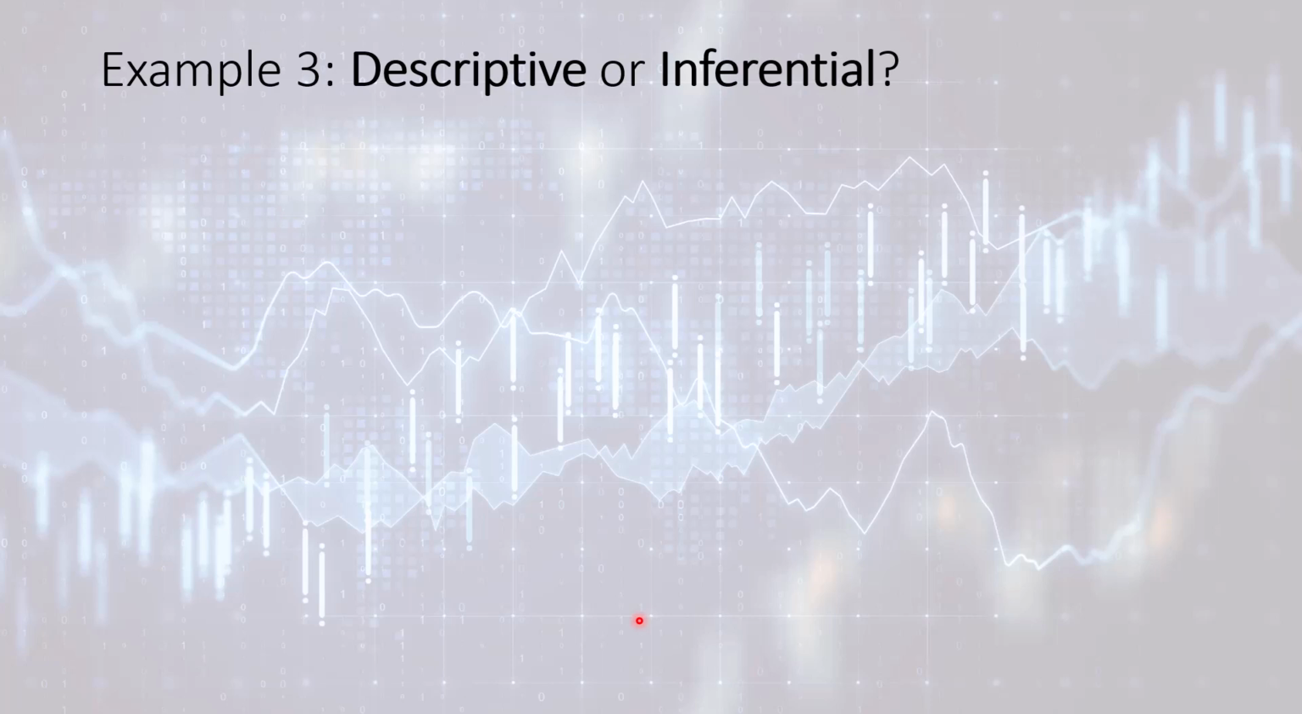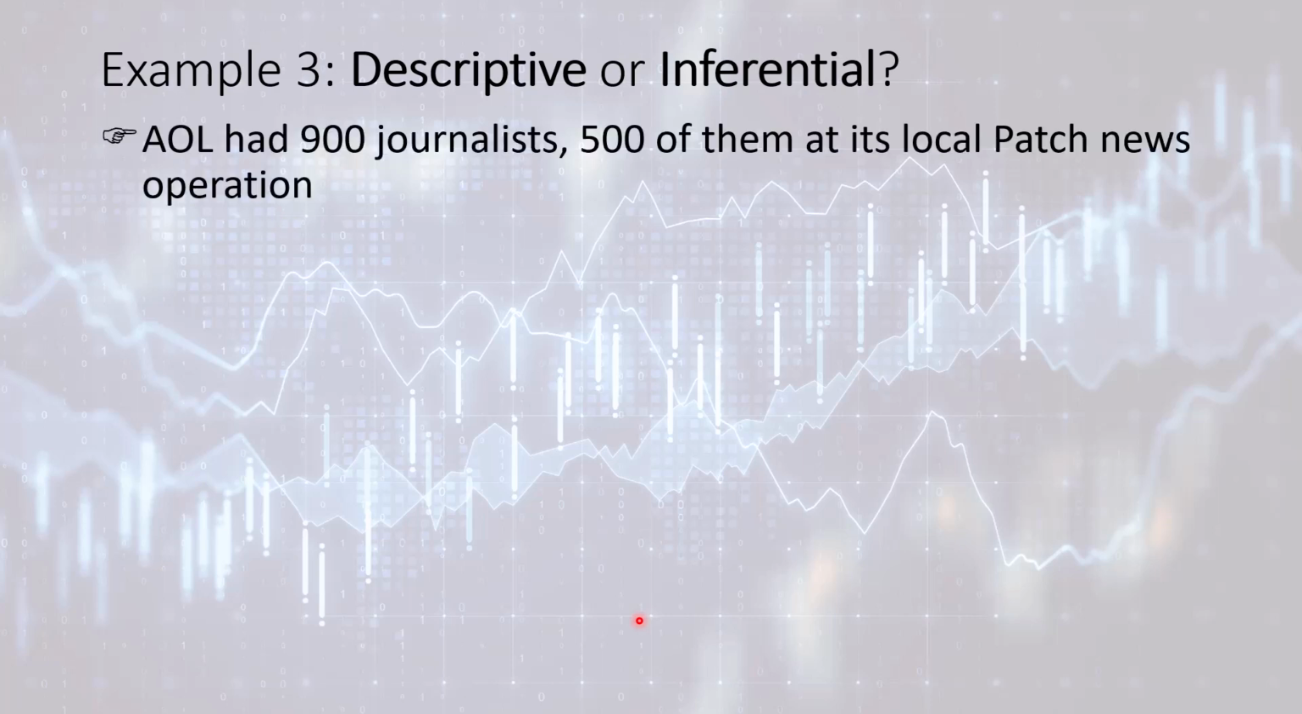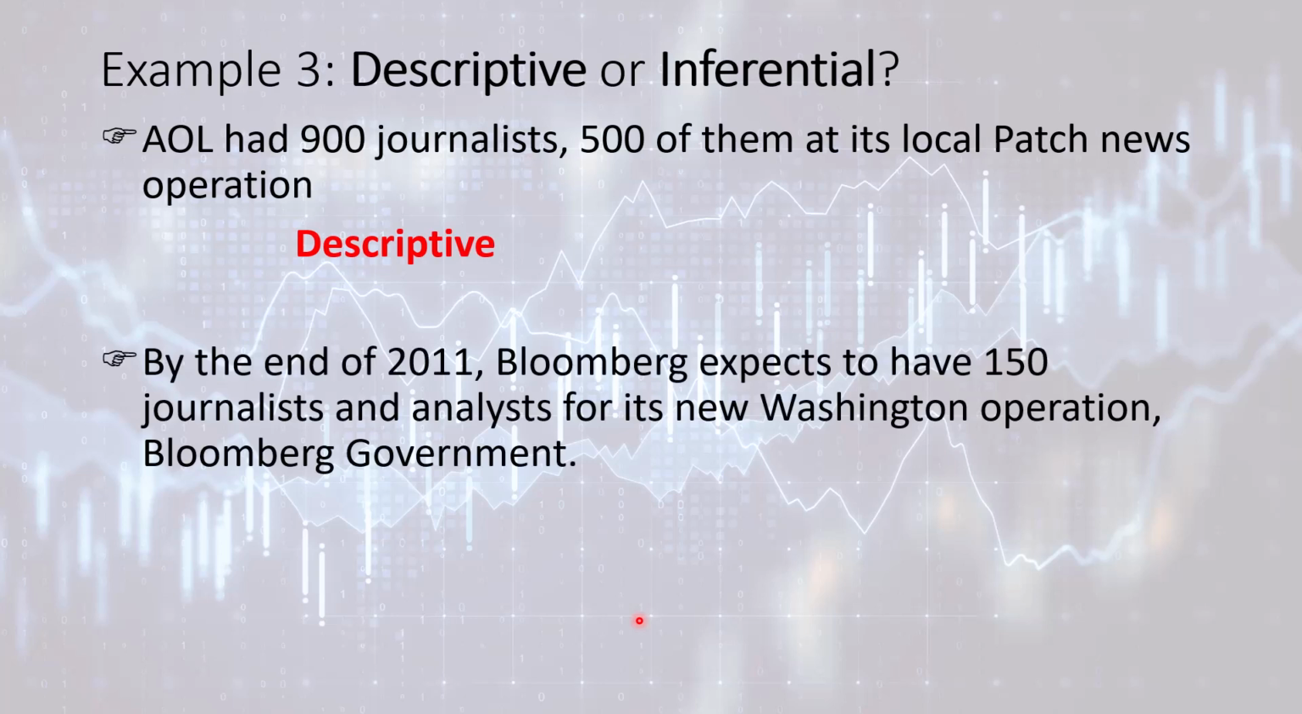Okay, so in this example, we're going to try to determine whether or not the statement is descriptive or inferential. Now remember, a descriptive statistic basically just tells you what it is. An inferential statistic interprets what it is to actually make a judgment or a conclusion. So here, AOL had 900 journalists, 500 of them at its local patch news operation. There's no judgment here. They're just basically telling you where 500 of them happen to be. That is descriptive.